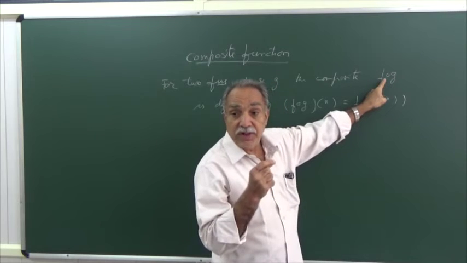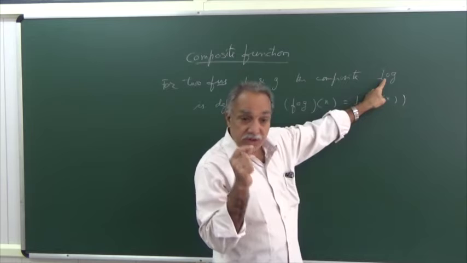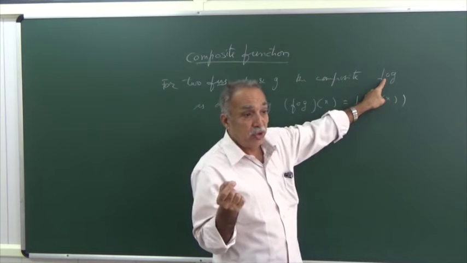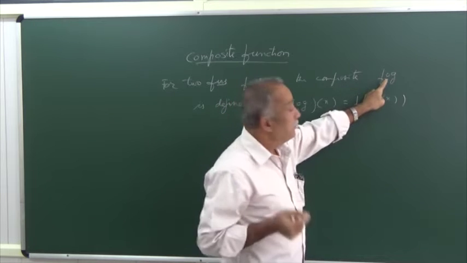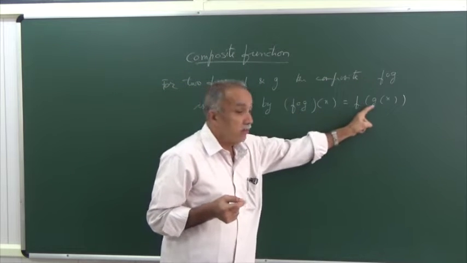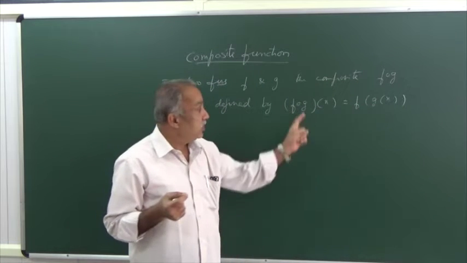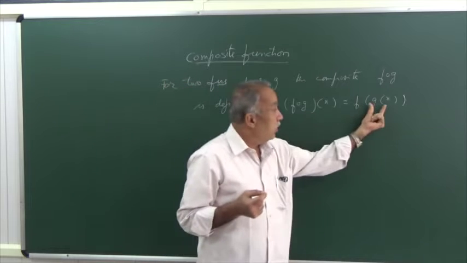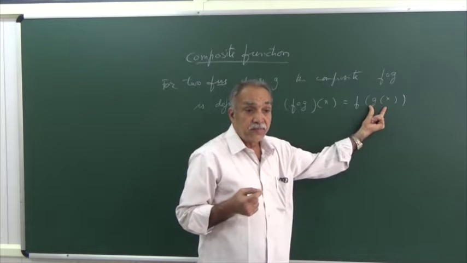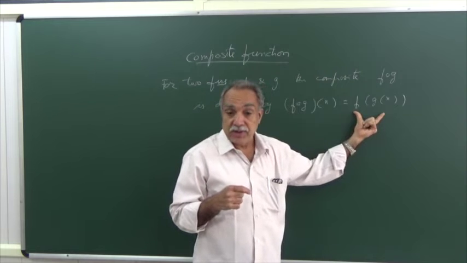If this circle is omitted, it will mean the product f into g, which is defined by f of x into g of x. It is different. This is defined by f composite g of x equal to f of g of x. So, the requirement to have this meaningful will be that g of x must be defined, and for that g of x, f also must be applicable.